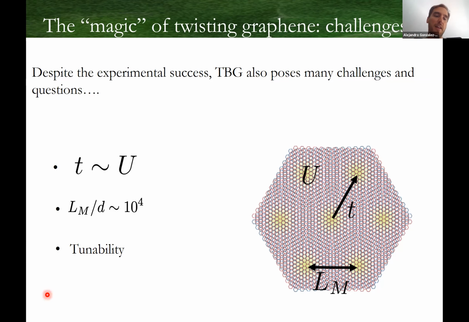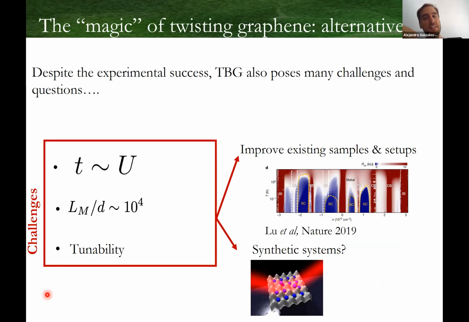And in this respect, you have two alternatives, I would say. One is to improve the samples, improve the setups to measure different things and so on. There have been many experiments in this direction, and they actually have improved a lot with respect to the initial observations. But the other alternative, and it's the one that I try to advocate in this talk, is to build synthetic systems that try to reproduce maybe not all the behavior of the solid state analogs, but at least capture some of the features and that can be used to learn things from this solid state environment.